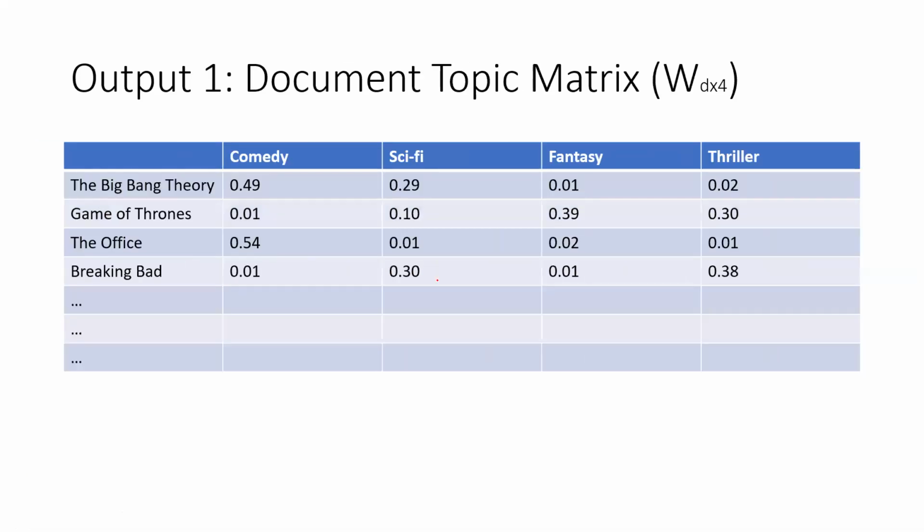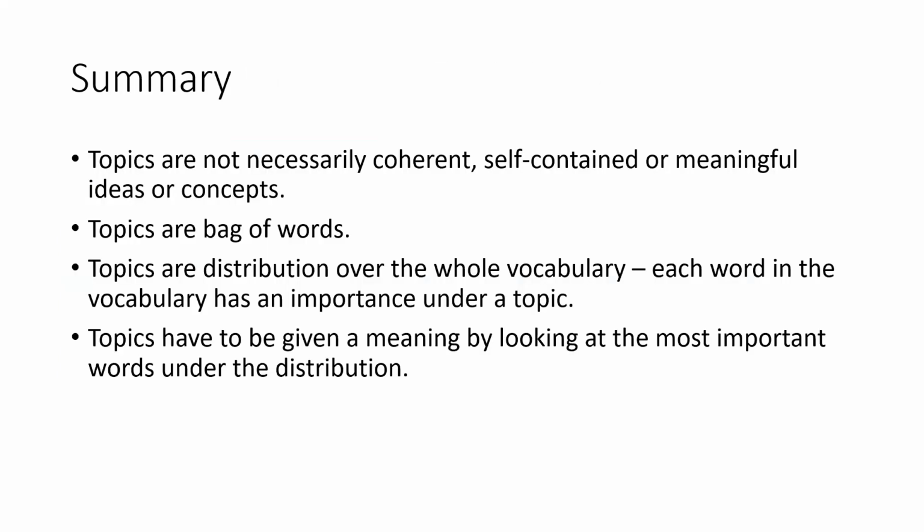So this is how it looks like. The Big Bang Theory has comedy and sci-fi. Similarly, Game of Thrones has sci-fi, fantasy, and thriller. The Office has 54% comedy, and that's it. Breaking Bad has sci-fi and thriller in it. So we have actually mapped both the things, right? This is the output for document topic, and depending on that, we also had seen the topic term matrix.